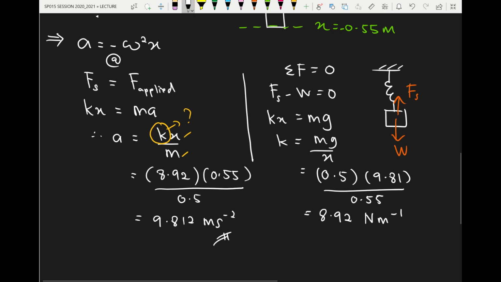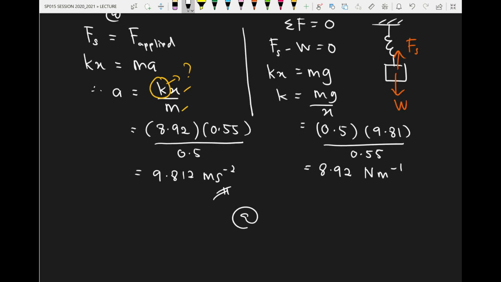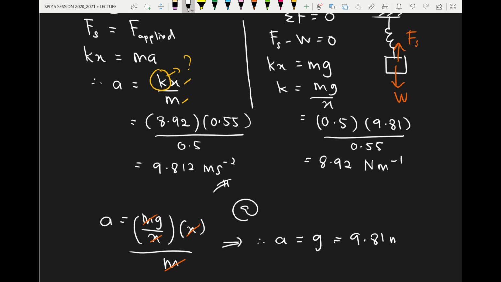Or the other method, you can combine both equations. Acceleration is equal to your k, which is mg over x, times x over the mass. So you can cancel the x and also the mass. Therefore, straightforwardly, acceleration is equal to your gravitational acceleration, and the value is 9.81 meter per second square. It is special for this question. Okay, settle. Thank you.